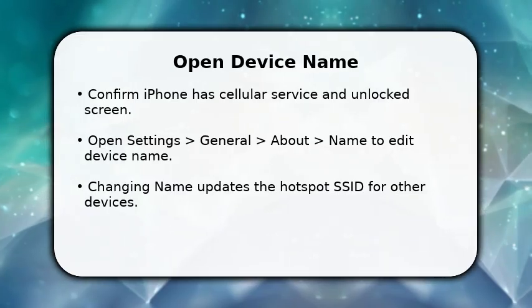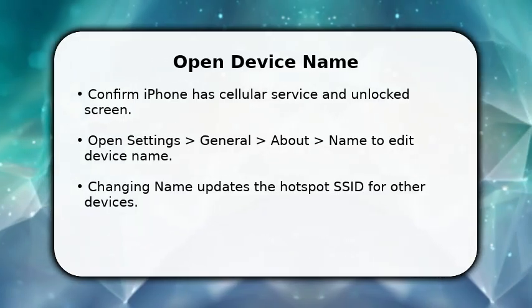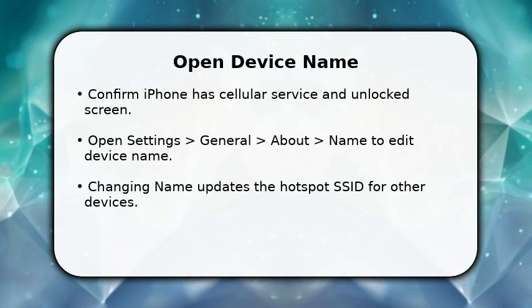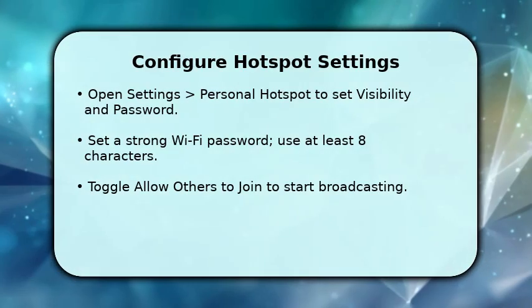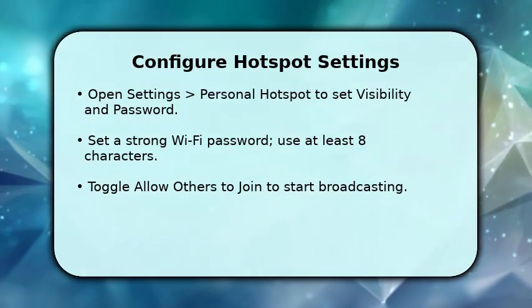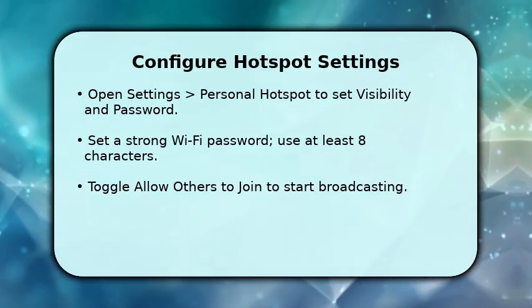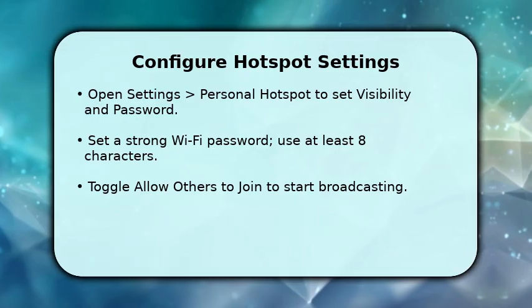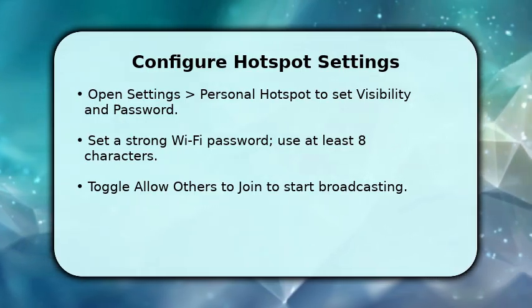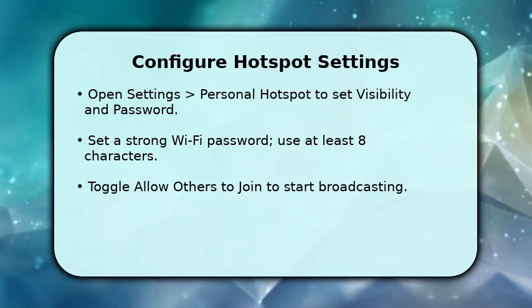Now make sure Personal Hotspot is configured to broadcast. Once the device name is saved, go to Settings and open Personal Hotspot to complete configuration. You'll see the new SSID reflected here. Set a secure Wi-Fi password with 8 or more characters to protect the connection. Toggle Allow others to join on to broadcast the hotspot.